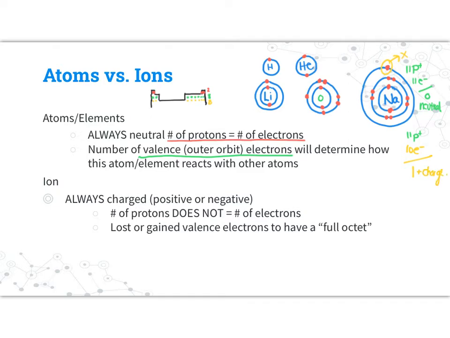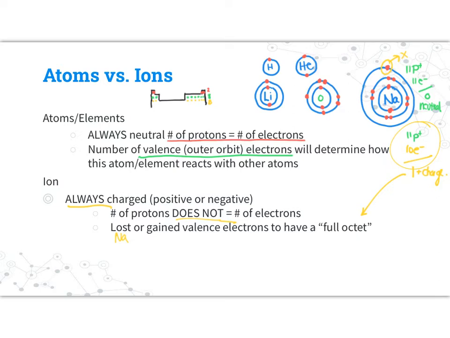It's no longer neutral. So if sodium kicks out an electron, it becomes an ion. Ions are always charged. They are either positive or negative. And the number of protons does not equal the number of electrons. We've seen that here. They've either lost, like sodium, or gained valence electrons to have a full octet.